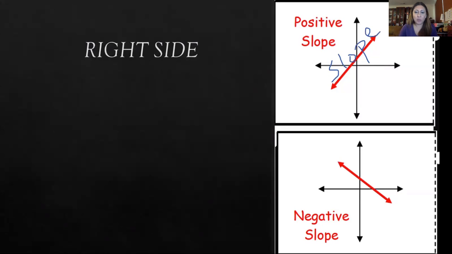What can you tell me about the word? The word is going up. So that's a positive slope. What about the next one? Well, we write from left to right, so I would write it like this. What is the word doing? It's going down.